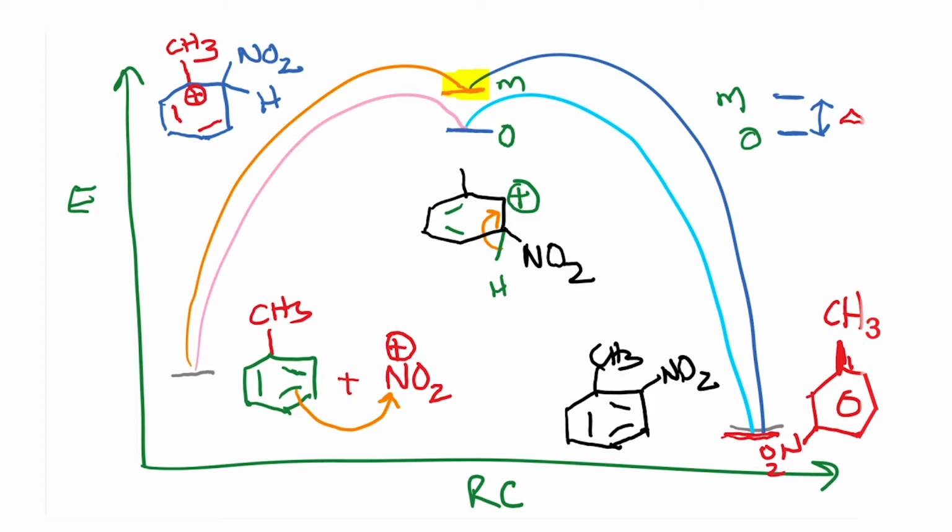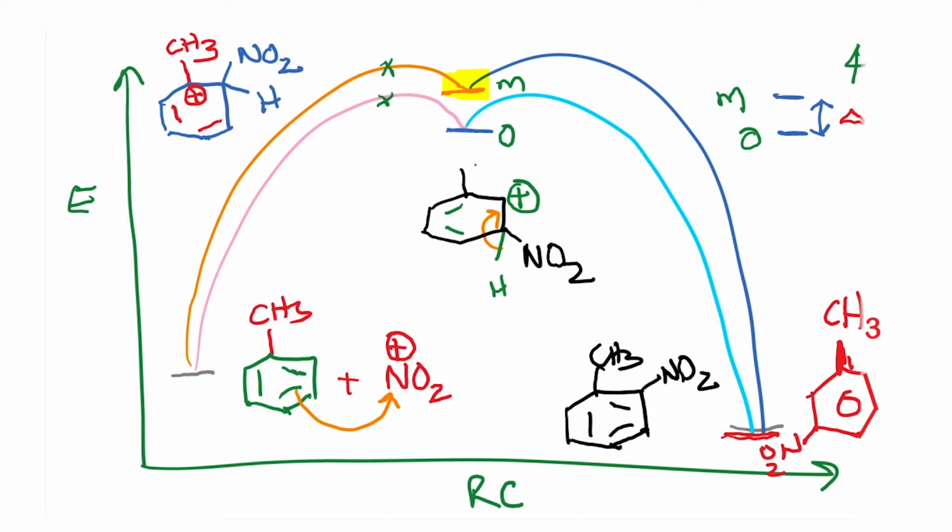And according to Hammond's postulate, if there is a difference in the energy of the product of a highly endothermic reaction, then that will be reflected in the transition state. So it's quite reasonable to propose that the transition state energies are also going to be different. And clearly, the meta has a higher barrier compared to ortho, and that is something that we see in the product ratio. The meta product is only 4%, versus a larger amount in the ortho compound.